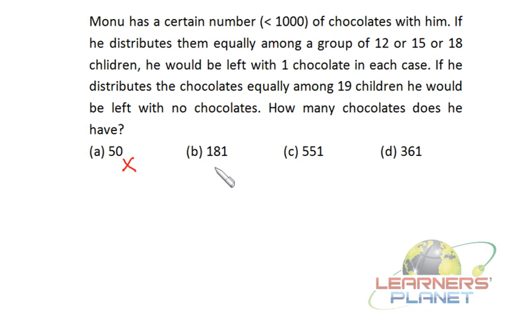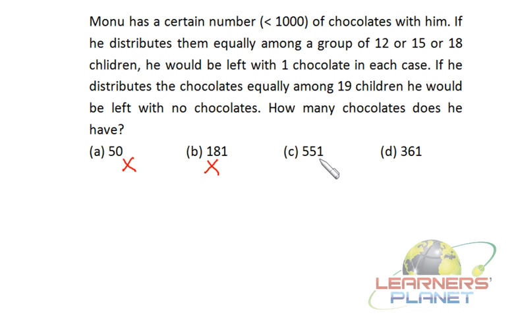Similarly, I check the option 181. If it is divided by 12 or 15 or 18, it will leave the remainder as 1, since 180 is a multiple of all of them. But now let's see whether 181 is divisible by 19 or not. It's not divisible by 19, since 19 9s are 171 and 19 10s are 190. So it also cannot be the right choice. Now we are left with two options, that is 551 and 361.